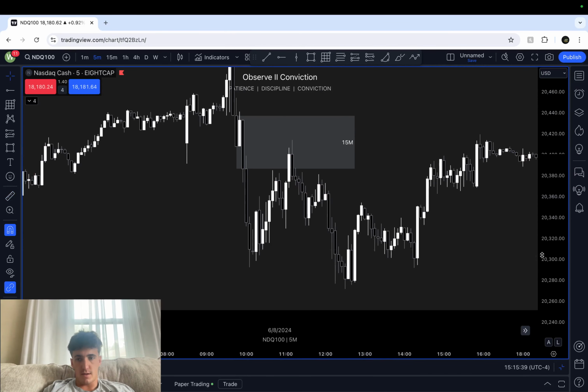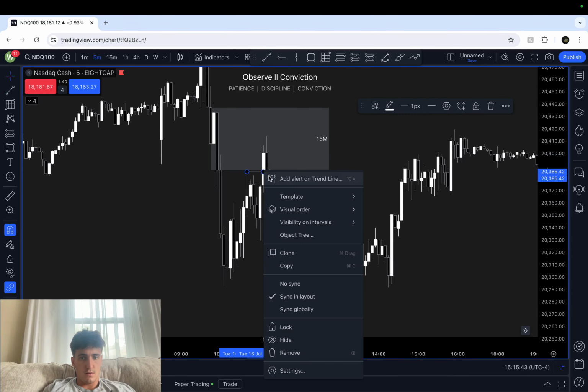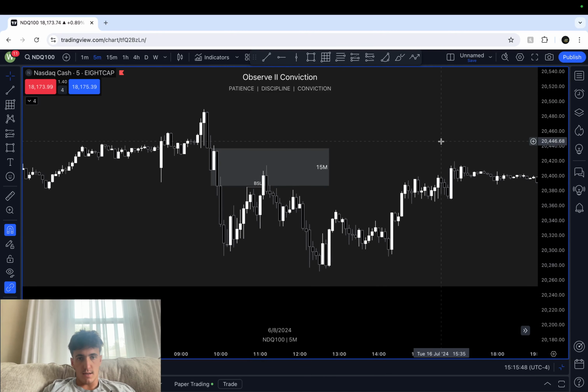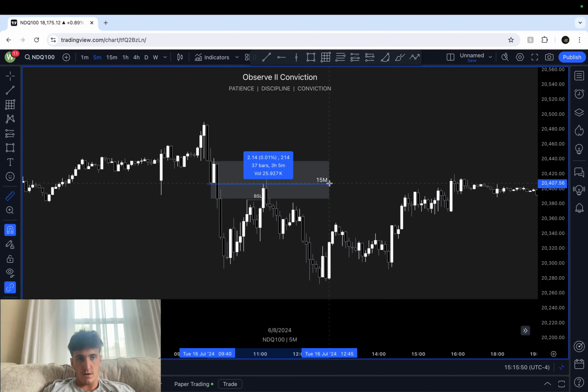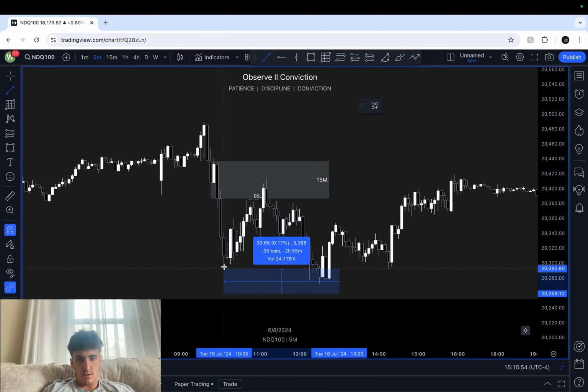We're on the 5-minute. You see we have the sweep here. Buy side liquidity gets taken. Higher time frame order block right here. And you see price comes down to this. You could probably find a trade in there. Whoops, what am I doing?